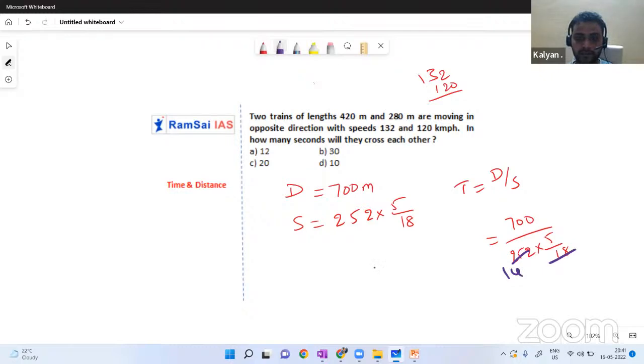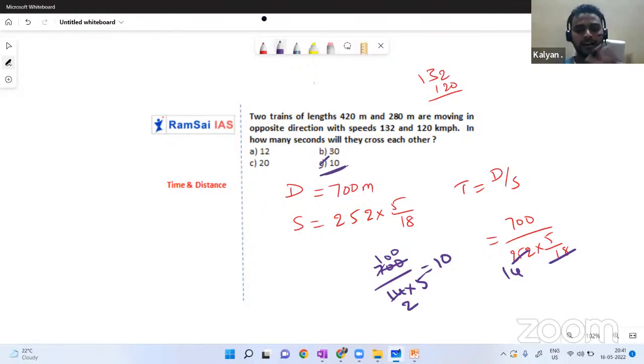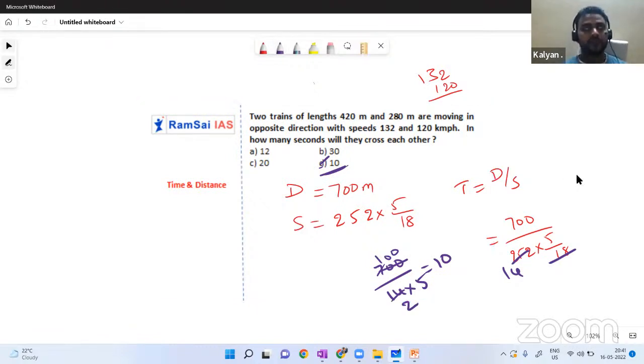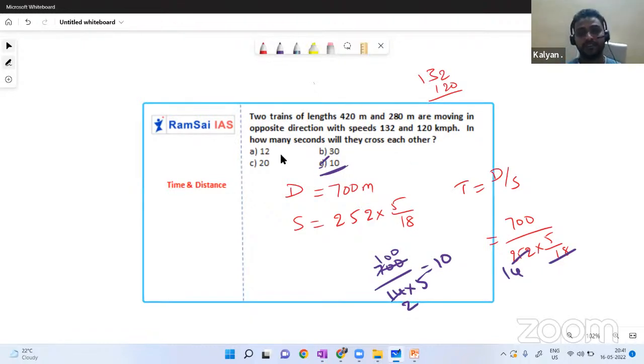So 700 by, okay, 7 ones. Is it clear? So it is just about the calculations. Hope it's very clear for you. But every time you should consider the units. Be careful with the units.